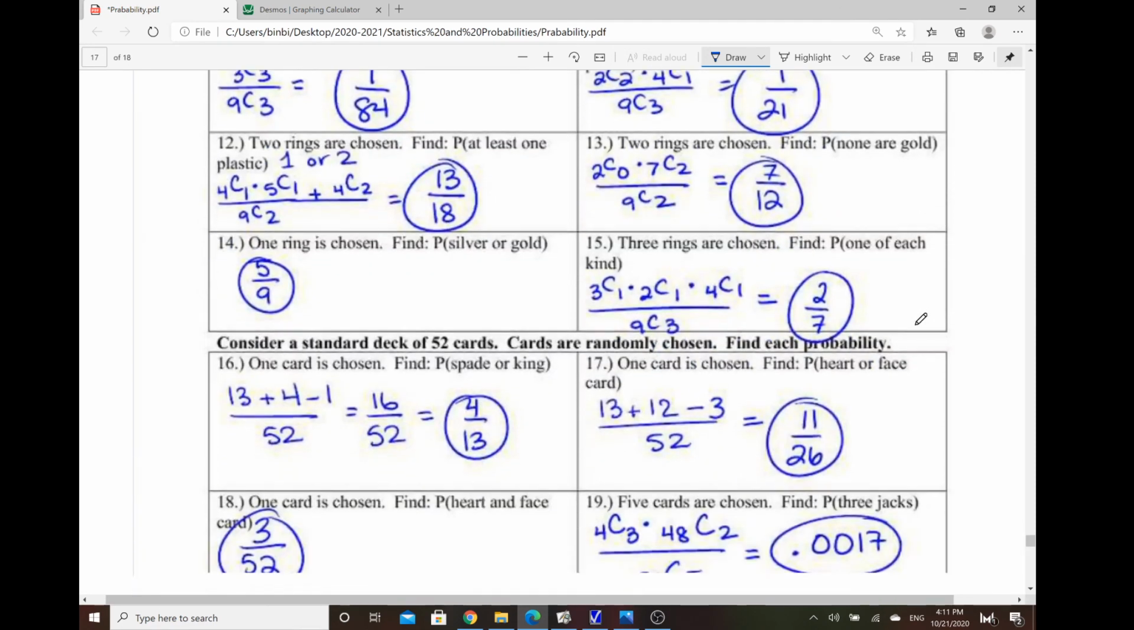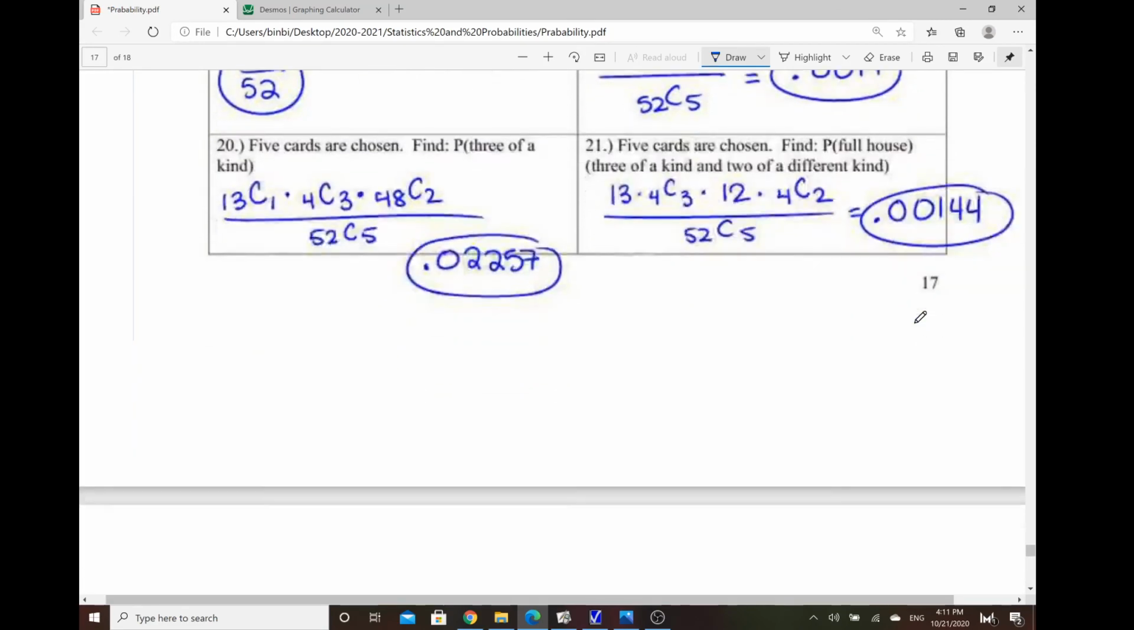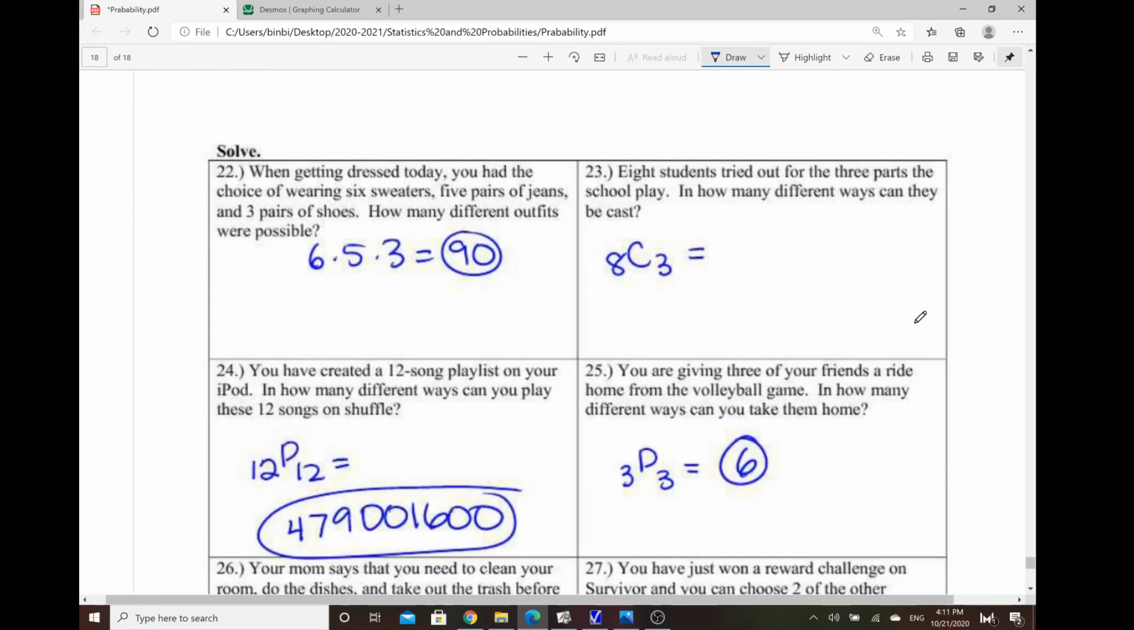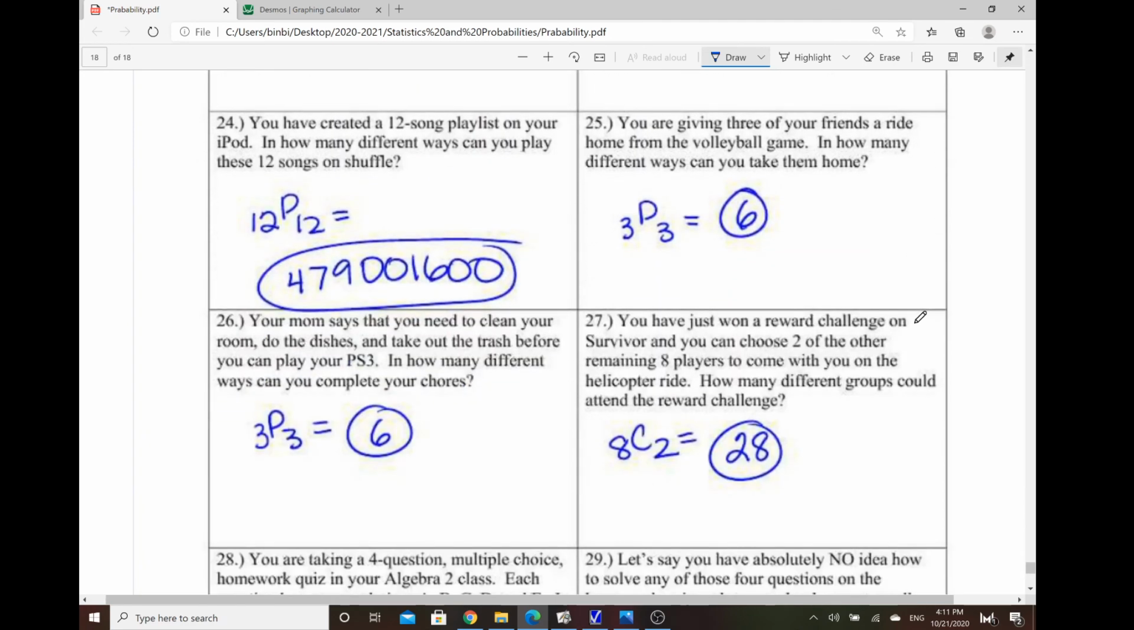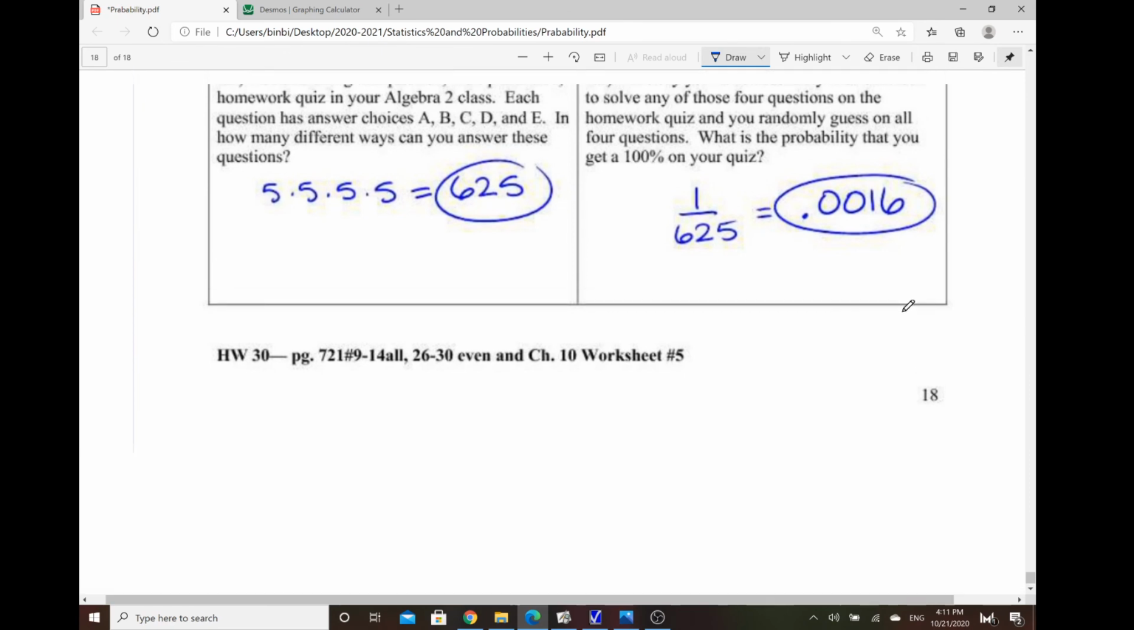And then the rest of these is just a mixed review of conditional probability with combinations, like what we talked about in the previous video, and more counting principle with permutations, the one we talked about earlier. Okay, so that's it.